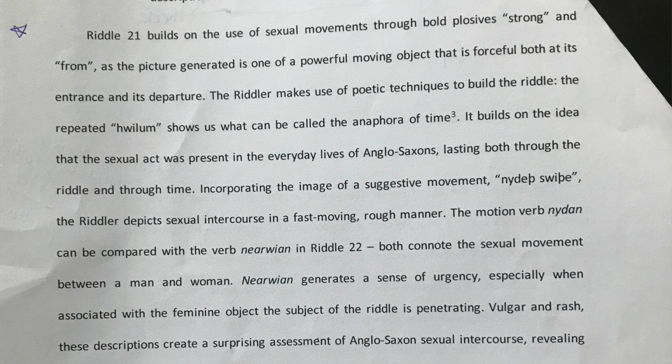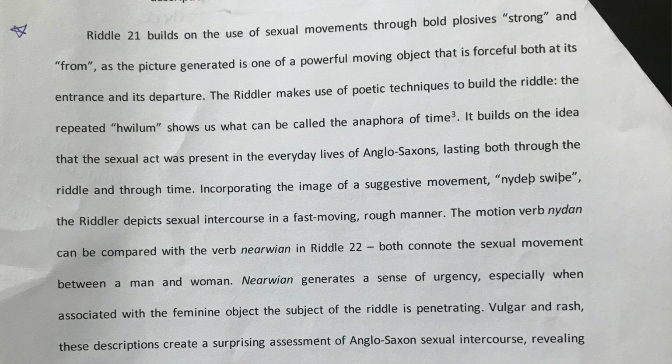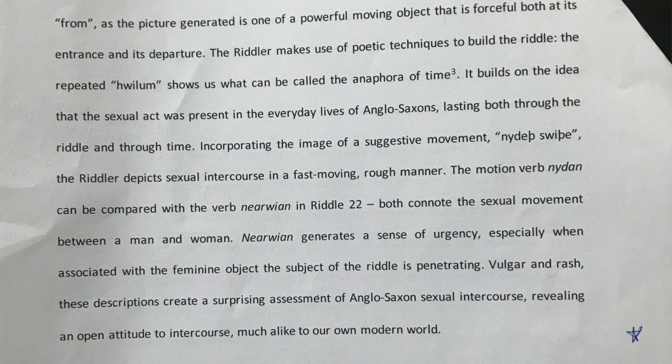Incorporating the image of a suggestive movement, nideth swither, do not kill me for my Old English pronunciations. The riddler depicts sexual intercourse in a fast-moving, rough manner. The motion verb nidan can be compared with the verb nirian in Riddle 22. Both connote the sexual movement between a man and woman. Nirian generates a sense of urgency, especially when associated with the feminine object the subject of the riddle is penetrating. Vulgar and rash, these descriptions create a surprising assessment of Anglo-Saxon sexual intercourse, revealing an open attitude to intercourse, much alike our own modern world.